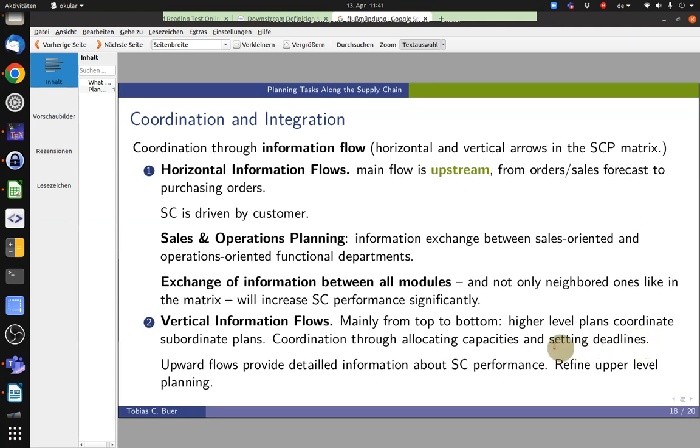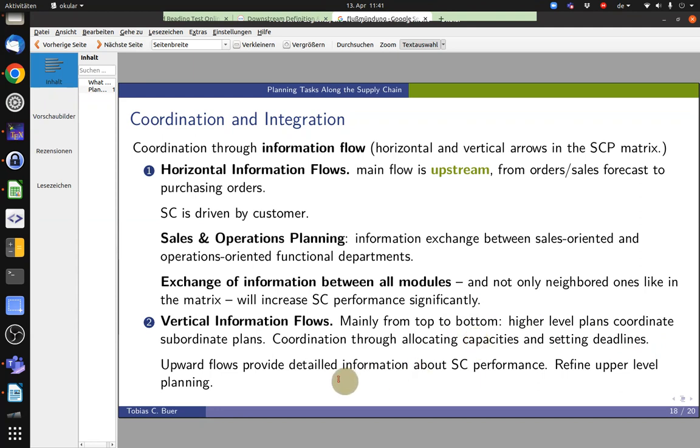On the other hand, coordination can happen by setting deadlines. This needs to be done until the end of day. This needs to be done until the end of next week. By setting deadlines, I can emphasize what I want you to do. And by this, the plans get coordinated.